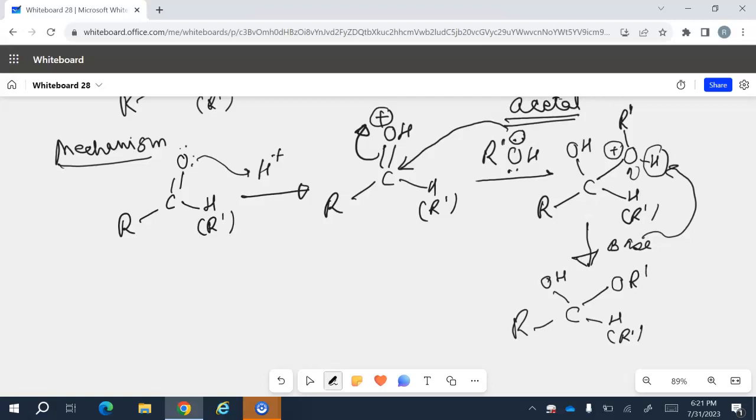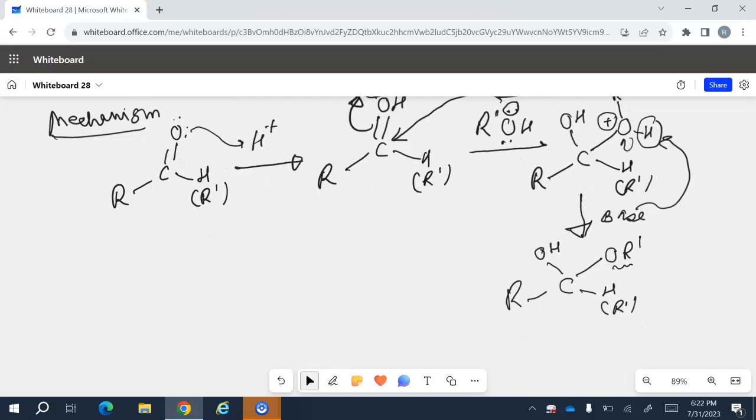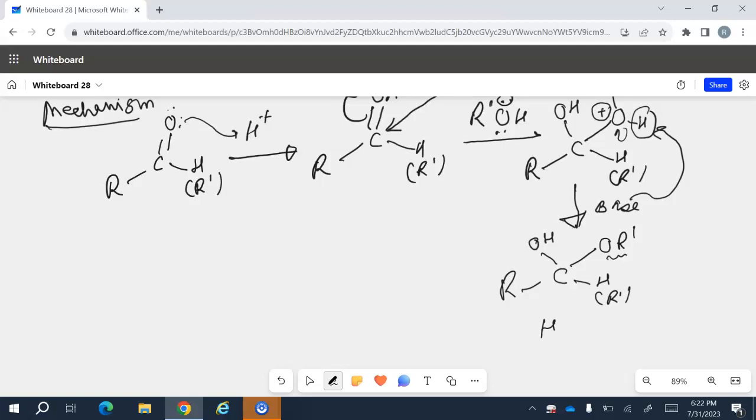Now this is where you have one alkoxy group. This is what we call a hemiacetal, half of the acetal. So it is a hemiacetal with one alcohol molecule. It results in the formation of a hemiacetal. Now, if you want to substitute the other OR' or alkoxy group, then you need to carry on this reaction here. So you continue that.